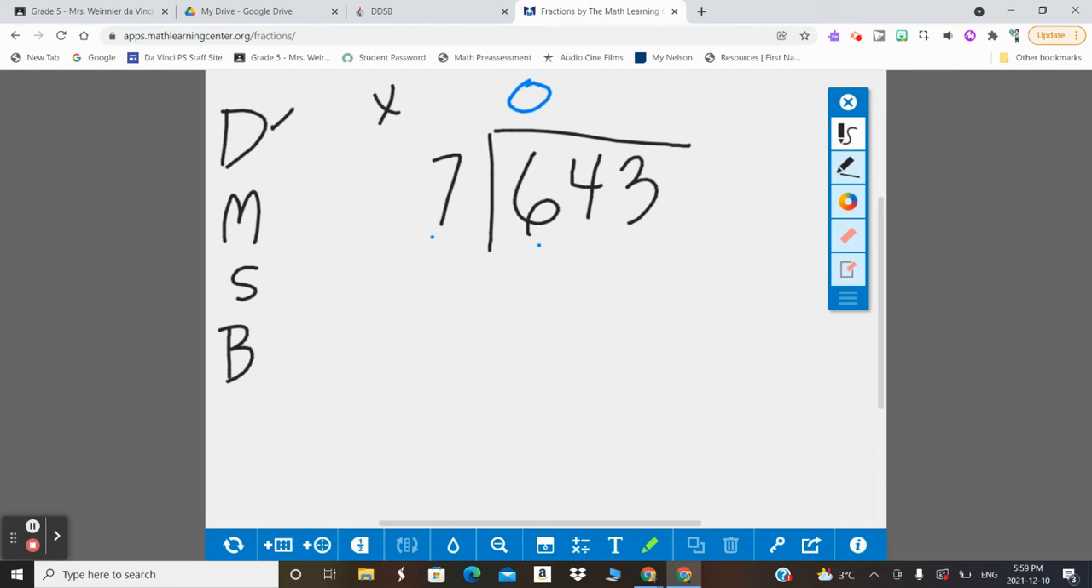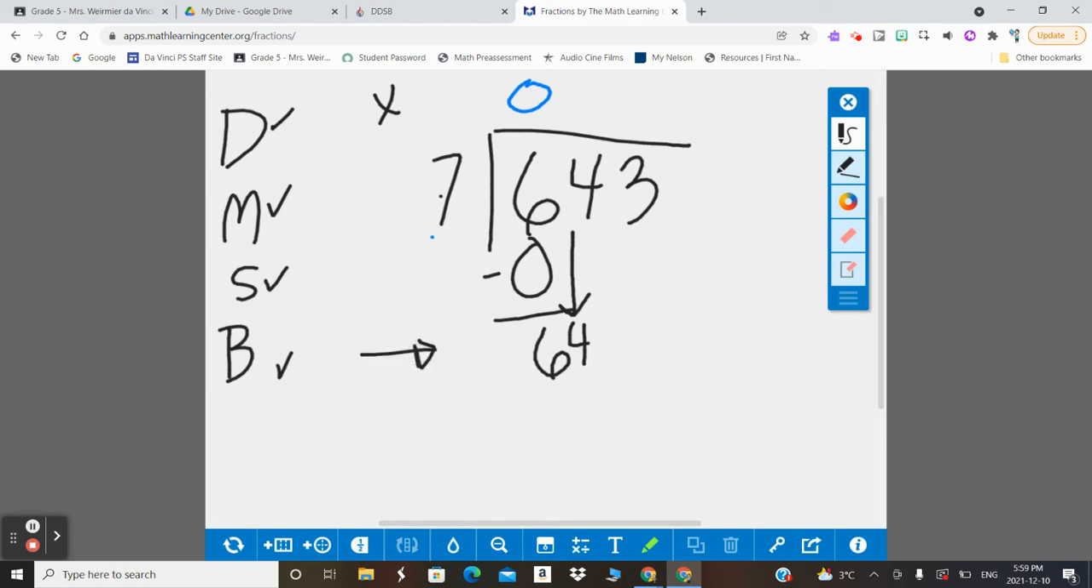Now we will multiply. Okay, so we divided. Now I'm going to multiply. 0 times 7 is 0. 6 minus 0 is still 6. And bring down my 4. So I subtracted and brought down. So now I have 64. So this is my new number where I'm starting the process again.